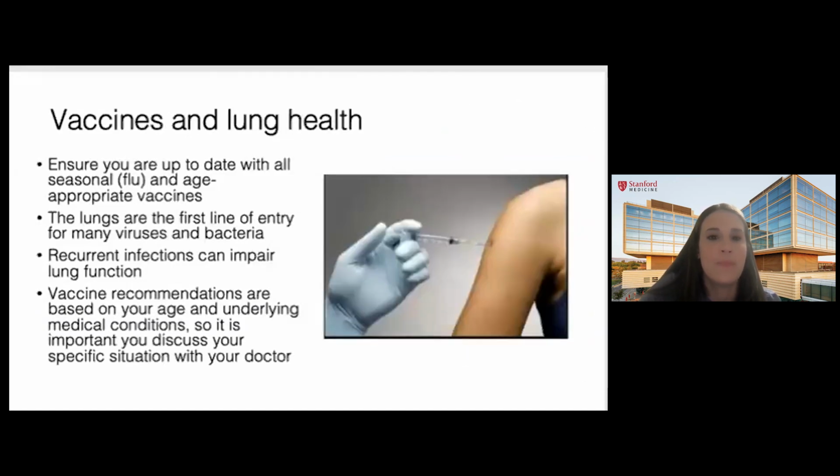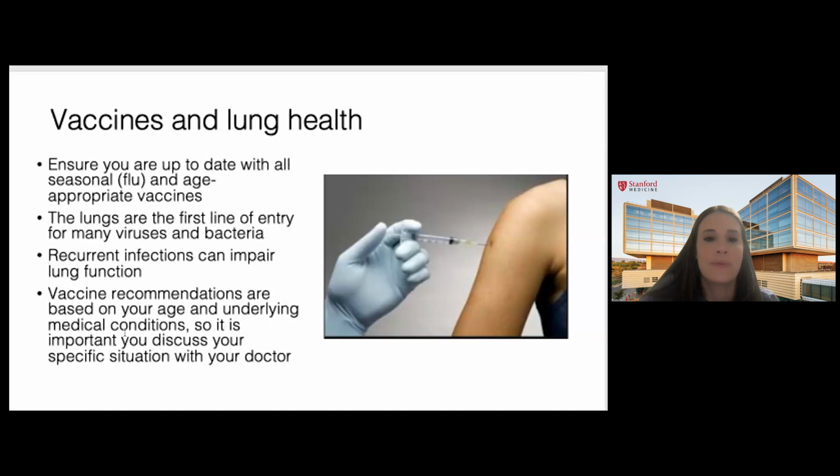Other things that I'm very big on just for general lung health, and that are very important, especially for asthmatics, are keeping up to date with all your vaccines. Lungs are the first line of entry for many viruses and bacteria: flu, COVID, pneumonia, all of those things. And recurrent infections can impair lung function. People with asthma tend to have prolonged recovery after infections.